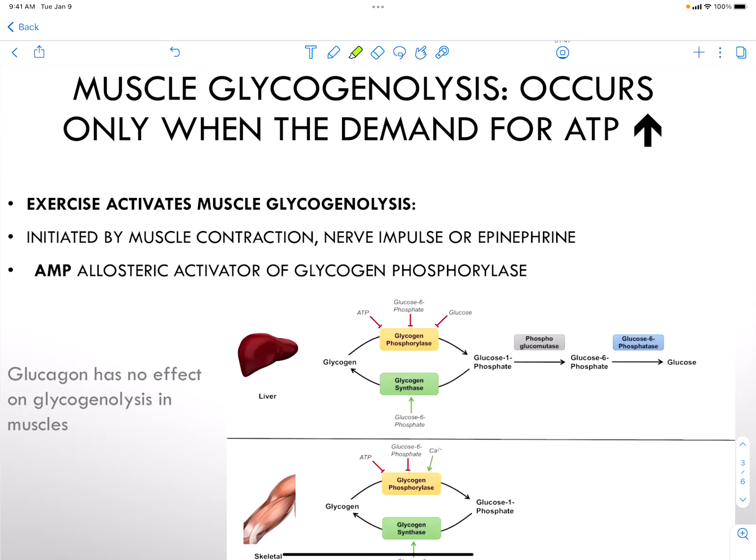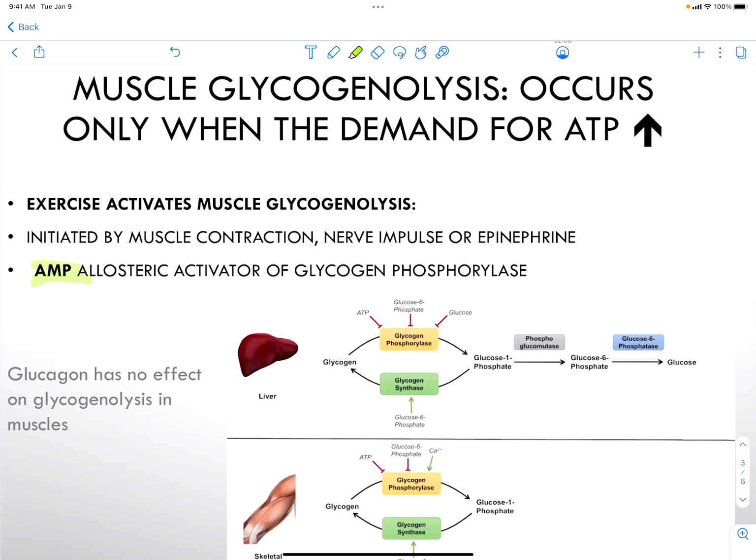All right, so exercise, of course, is going to activate the mobilization of energy stores such as glycogen. So exercise is going to activate glycogenolysis. You're going to have muscle contraction, nerve impulses, or epinephrine, a use up of ATP, an increase of AMP, and all of these are going to have the effect.